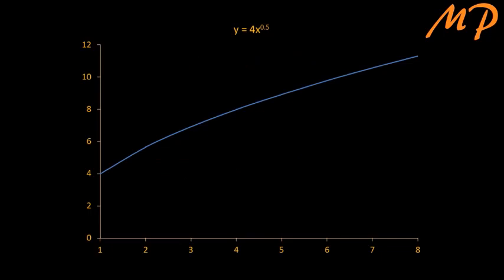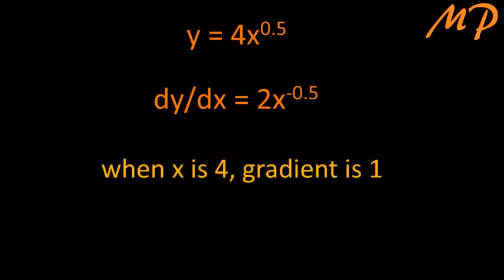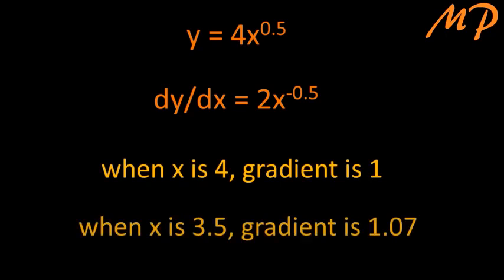Now, let's try solving a problem using differentiation. Here we have a graph of 4x to the power of half. We need to know what the gradient is when x is 4 and when x is 3.5. Since y is 4x to the power of 0.5, then dy by dx is 2x to the power of minus 0.5, so we can say when x is 4, the gradient is 1, and when x is 3.5, the gradient is 1.07.